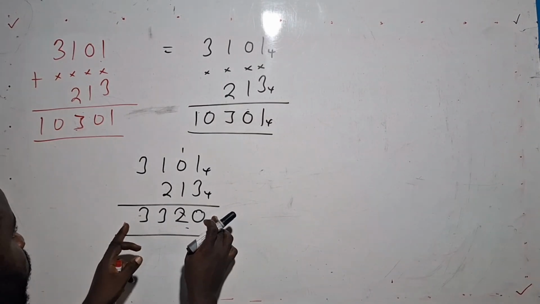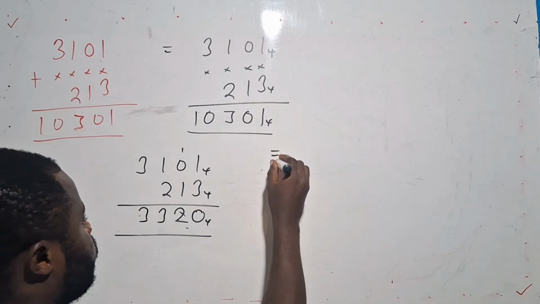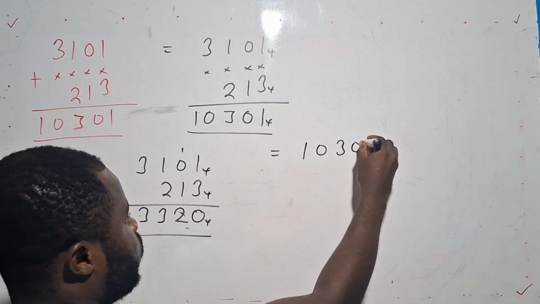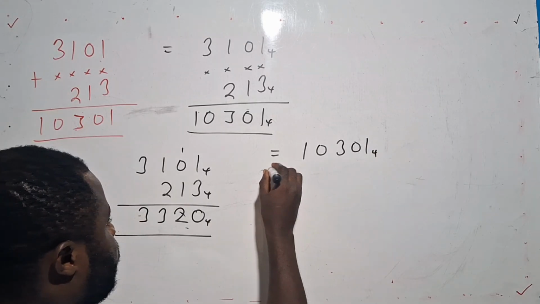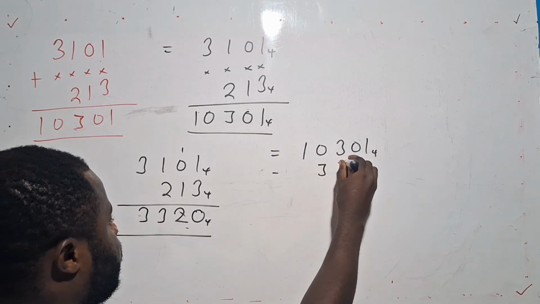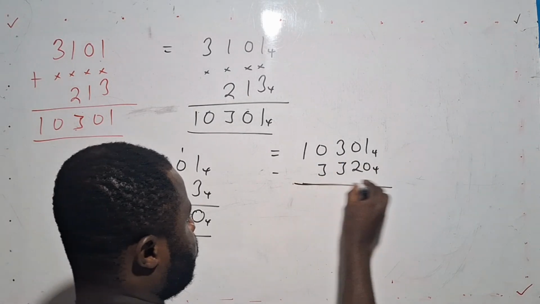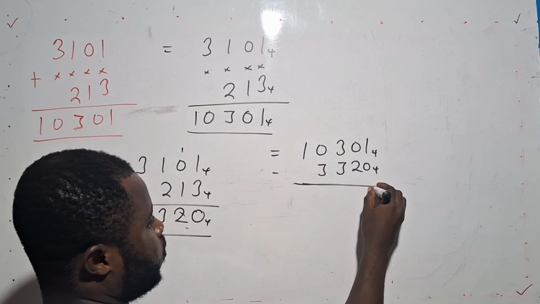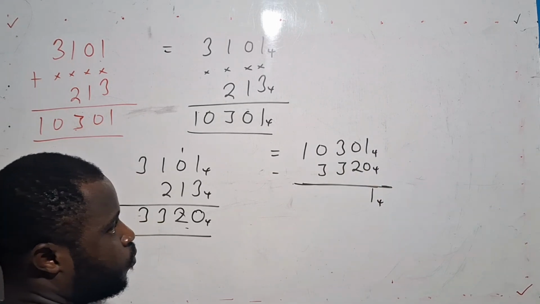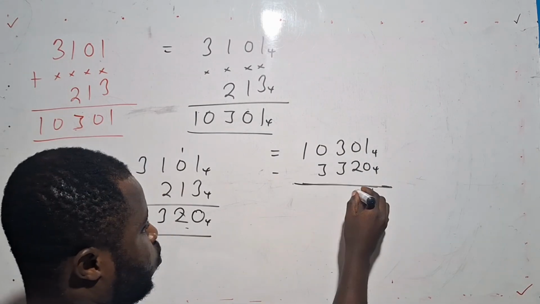So this answer here, we are going to subtract it from the answer here. So we have 1, 0, 3, 0, 1 base 4 minus 3, 2, 0, 2 in base 4. So 0 from 1 is 1. So let me write the base 4. 2 from 0 is not possible. You borrow 1 here, which in base 4 is 4. So here will give us 2.